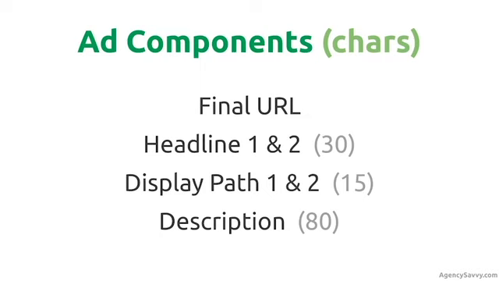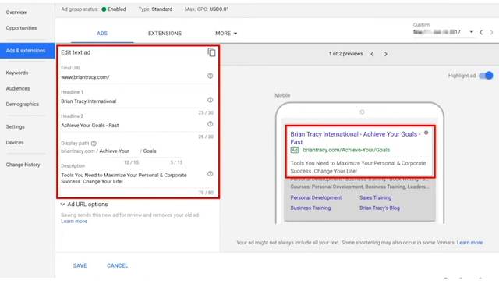So, /zebra/onion. I don't know why you'd have that, but you could if you wanted to, as long as they're not more than 15 characters in length each. So path 1 and path 2, 15 characters each. And then you get an 80-character description, where you can obviously sell the benefits of your product or service. And that all looks a little bit like this.